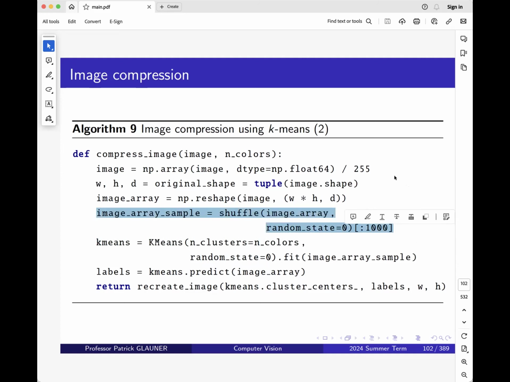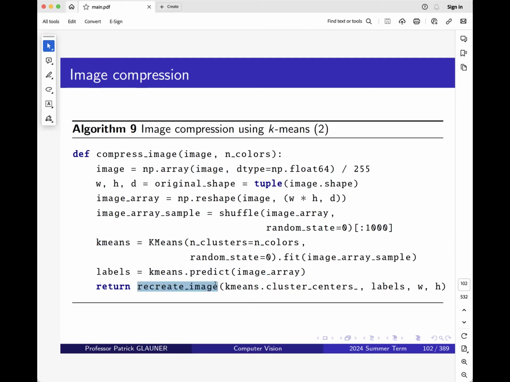I could also just leave it aside and do fit predict on the whole image. And with predict, I'm predicting the closest color or the closest centroid, so the closest cluster for each pixel in the image.